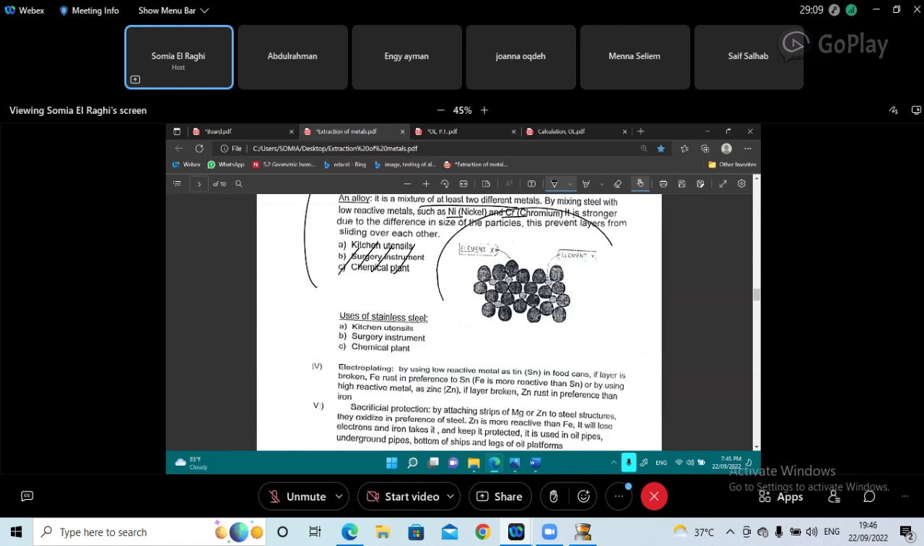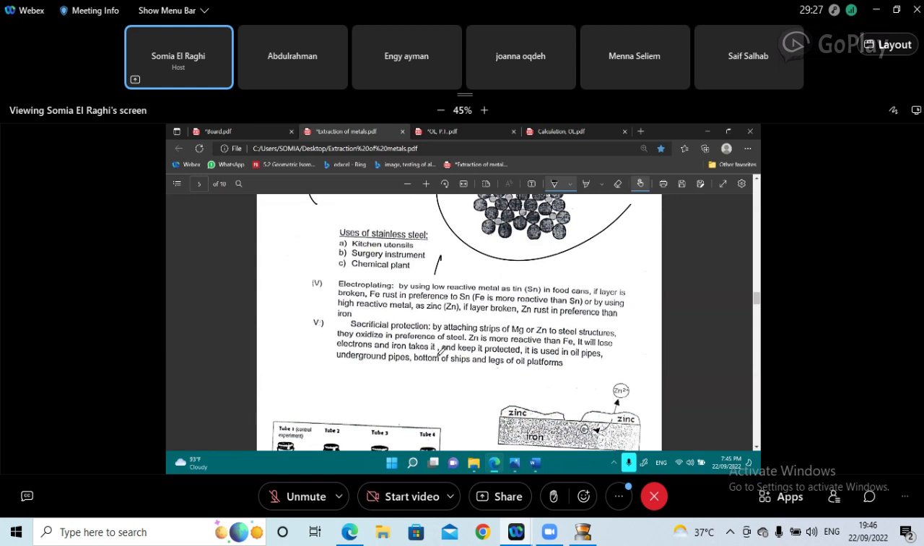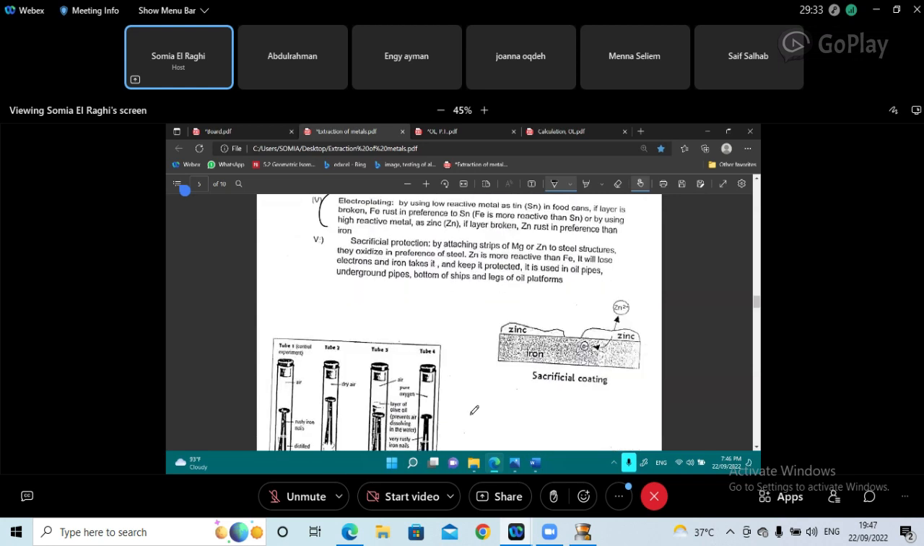For a diagram of an alloy, you have to make one particle smaller than the other. This gives what? It gives stronger alloys than each metal alone. This is also another question, okay? And the uses of stainless steel, please memorize them. And we talked about electroplating. I didn't explain it in detail. I will explain when we study electrolysis.